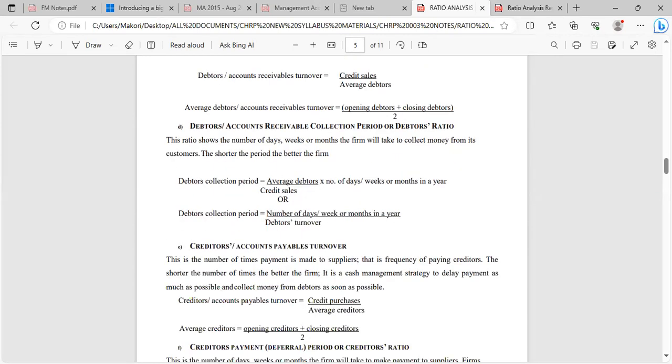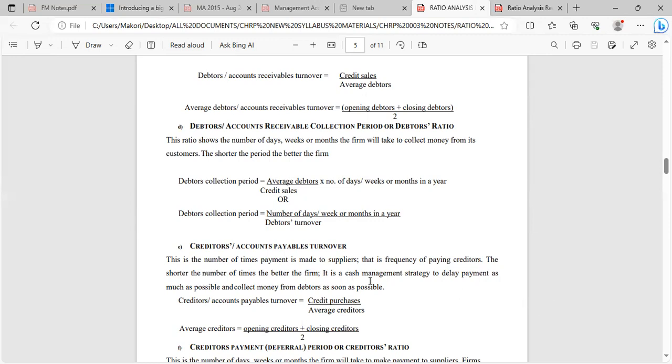Let us do this and then we do a question. This is the creditors or the payables turnover. The creditors or the payables are your suppliers from whom you bought goods on credit. So what does it mean? It is the number of times we are making payments to our suppliers.